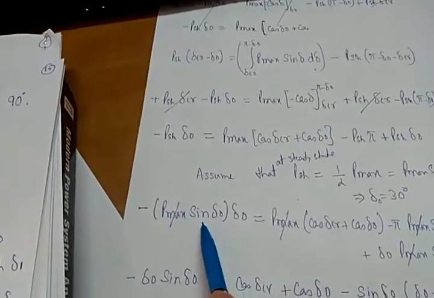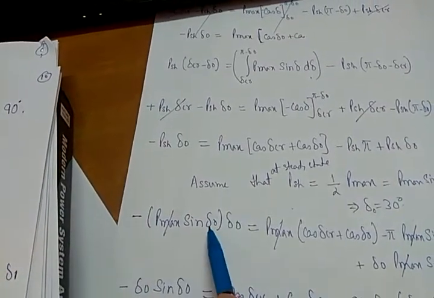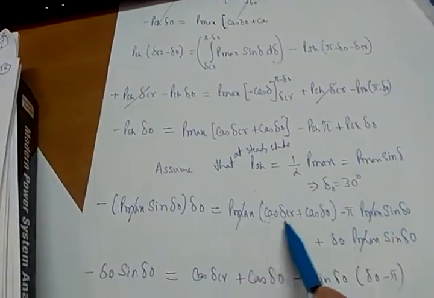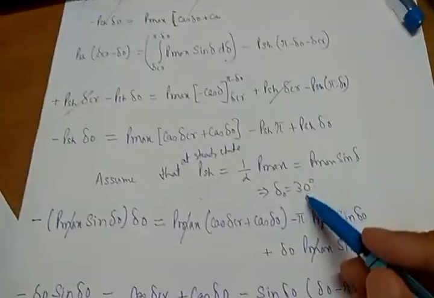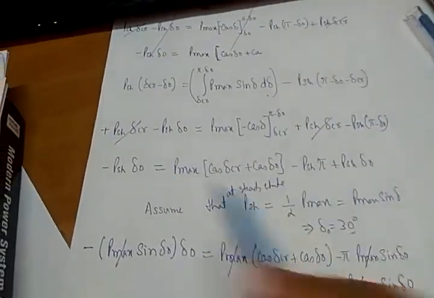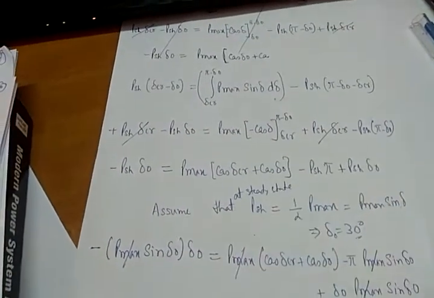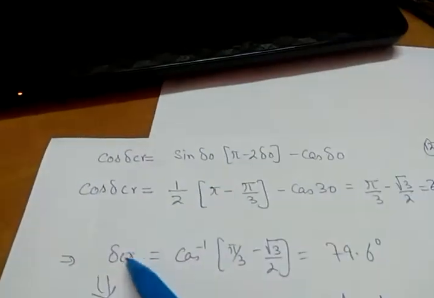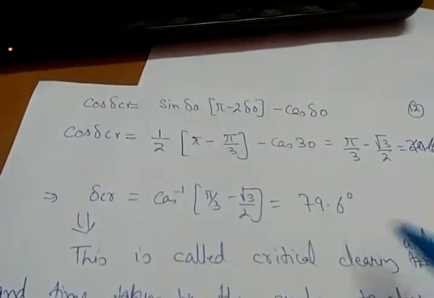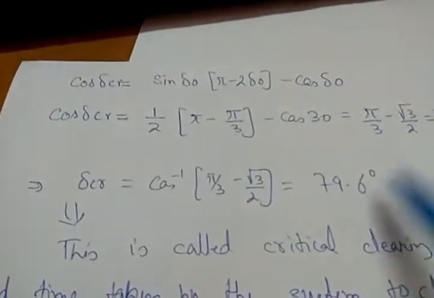So writing here P max sine 30, which is nothing but P max sine delta naught, into delta naught is equal to P max. Solving this equation, I will get the value of delta CR, because delta naught I calculated, it is 30 degrees, which I will substitute at these places. So solving this equation, I will get cos delta CR, and taking the inverse, I will get delta CR. Delta CR is nothing but 79.6 degrees.